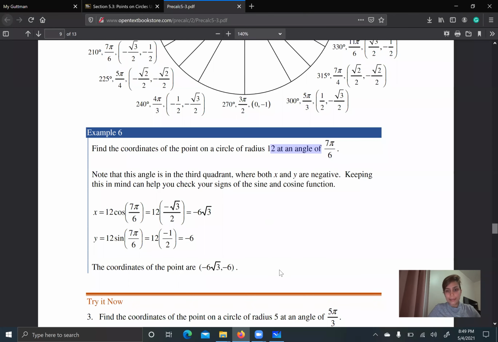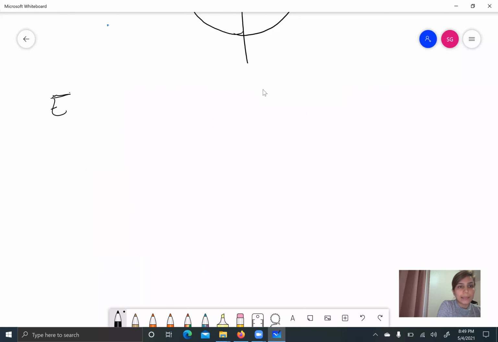Okay, let's look at example 6. It says find the coordinate of the point on the circle of radius 12 at this angle, 7 pi over 6. So the fact that the radius is not 1 and it's 12 just means that whatever the sine and cosine of 7 pi over 6 are, we just multiply them by 12. That's about it. So the only thing we need to do is find the sine and cosine of 7 pi over 6.